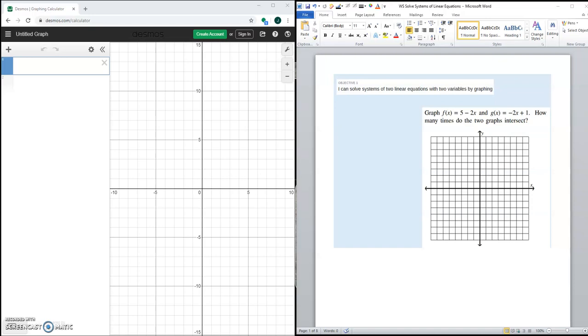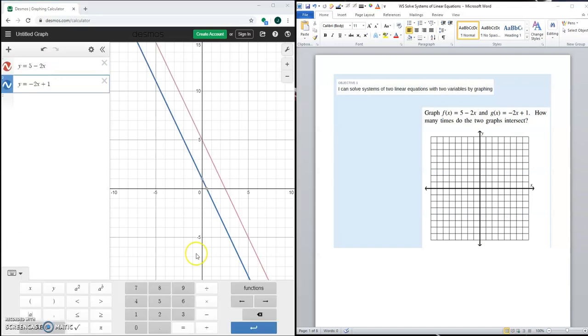Now let us begin. So you have this example. It says graph f of x equals 5 minus 2x and g of x equals negative 2x plus 1. And the question is, how many times do the two graphs intersect? In this case, we are just going to use Desmos and graph them. So I plugged in the two functions. f of x can be represented by variable y and g of x can also be represented by variable y.